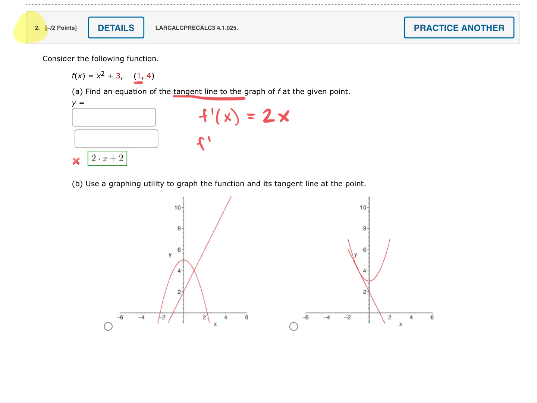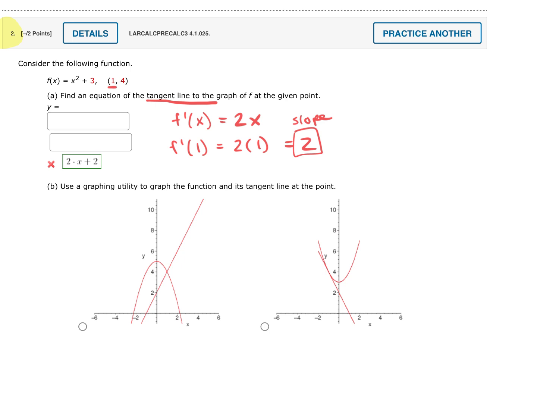And then to find what our slope is, we plug in x. So we're finding f prime of 1. So we plug in 1. So this would be 2. So 2 is our slope. The question's asking for an equation.